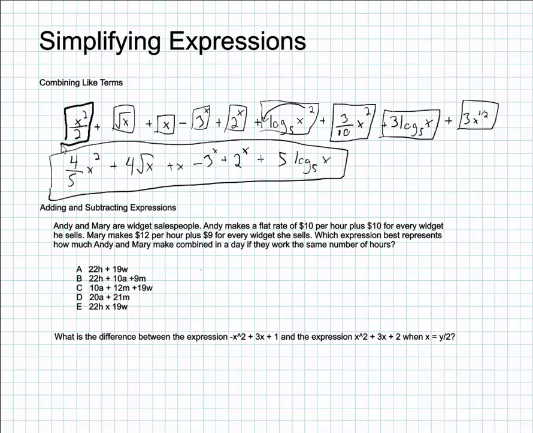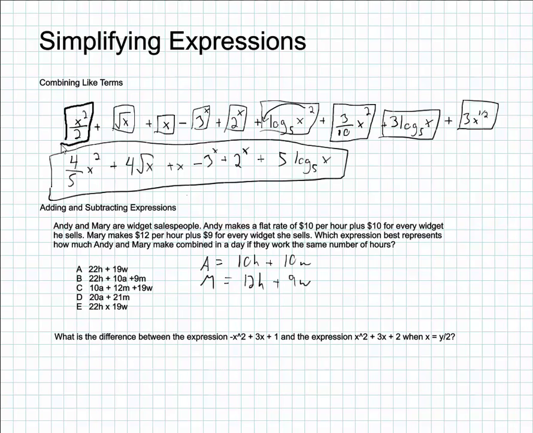So let's write this out. So Andy equals $10 per hour, so 10h plus $10 for every widget he sells. Mary is going to make $12 per hour plus $9 for every widget she sells. Okay, so which expression best represents how much Andy and Mary make combined in a day if they work the same number of hours?